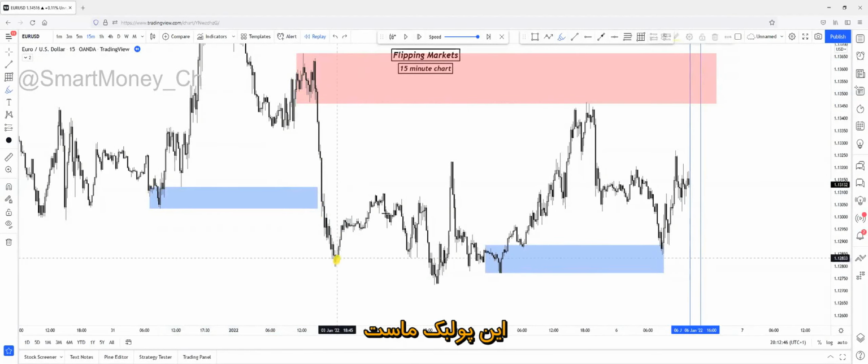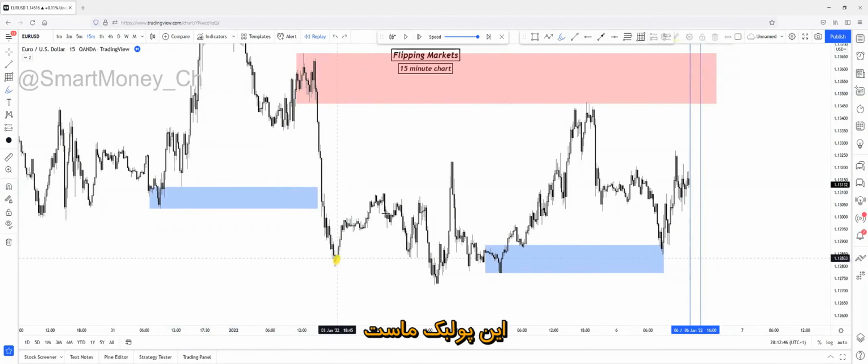Okay, so we need a 15-minute change of character or a 15-minute flip zone, right? Because as you may know, if price taps the 4-hour zone, whether it's a supply or a demand zone, we need a 15-minute change of character on that specific 4-hour zone. Let's monitor price in this region.